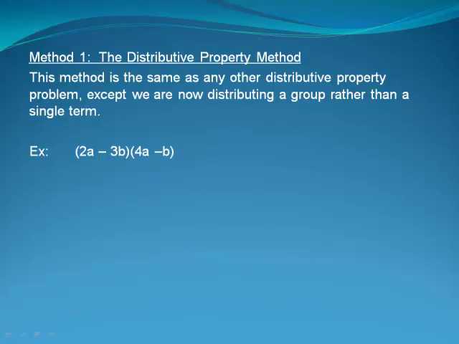This method is the same as any other distributive property problem, except that now we are distributing a group rather than a single term. So before, we were doing problems like this. We were taking maybe 2a times x minus y, where we took that single monomial and we multiplied it to each term in the group that followed it, and then went ahead and simplified where possible. This is exactly the same, except that instead of distributing a single term, we're actually going to take a single group and multiply it to each term in the group.